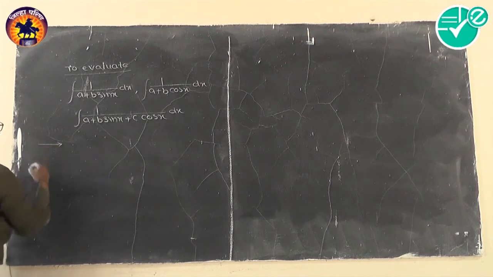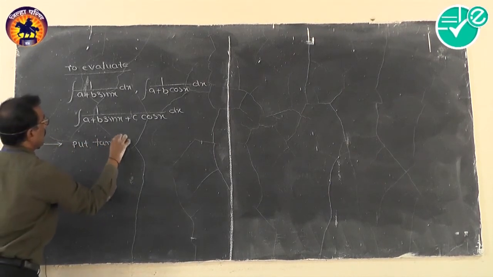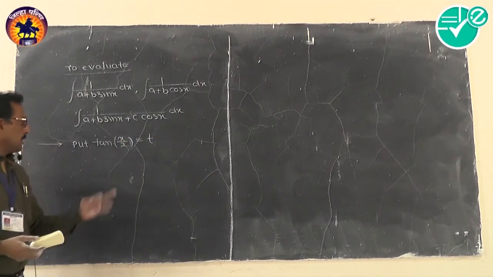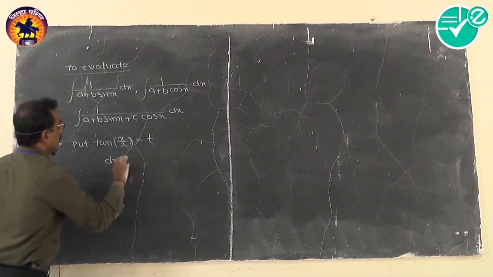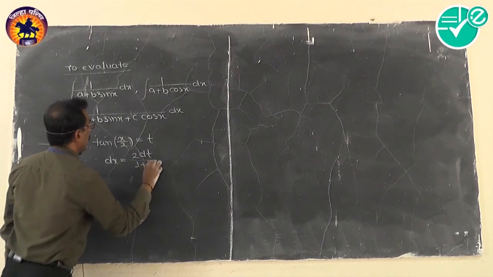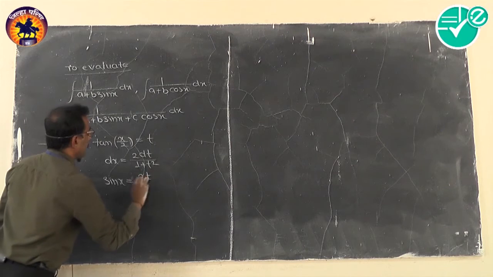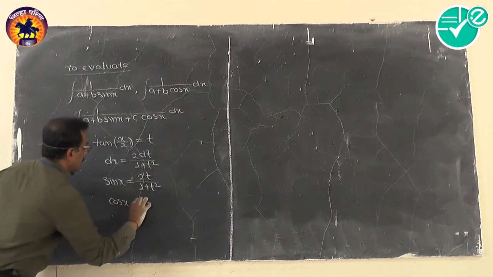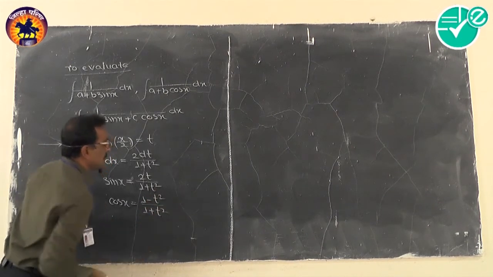I think you know that in order to solve this problem just a substitution is needed and then we will continue. What is your basic substitution? The basic substitution is put tan x by 2 equal to t, and with that we directly get dx as 2 dt upon 1 plus t square. After that sin x is 2t upon 1 plus t square. Cos x can be written as 1 minus t square upon 1 plus t square.